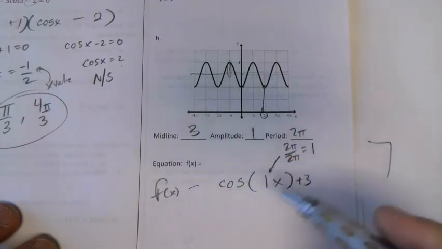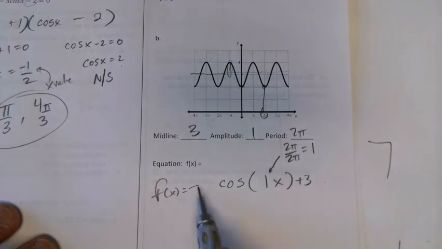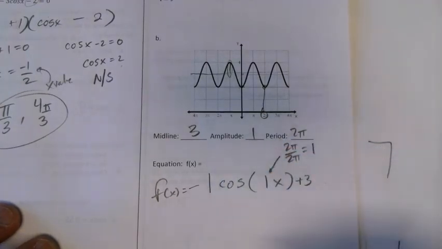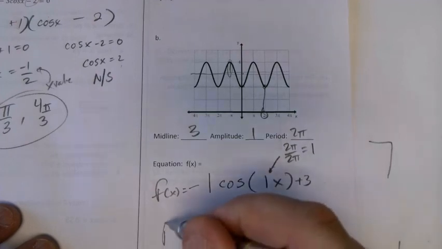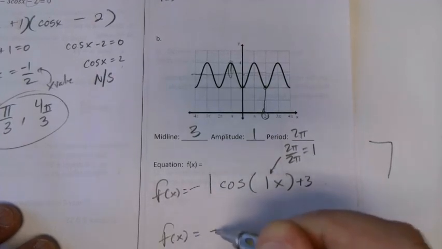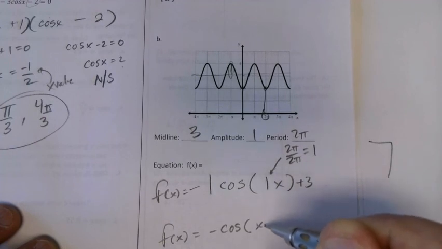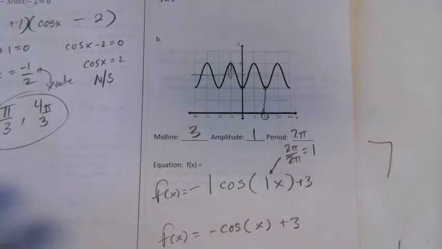So there it is. f of x equals negative, amplitude is 1. So this is -1 cosine times 1x plus 3. So if I want to make it prettier, I'll just go negative cosine of x plus 3. And that's it. Okay, that's it for page 4.